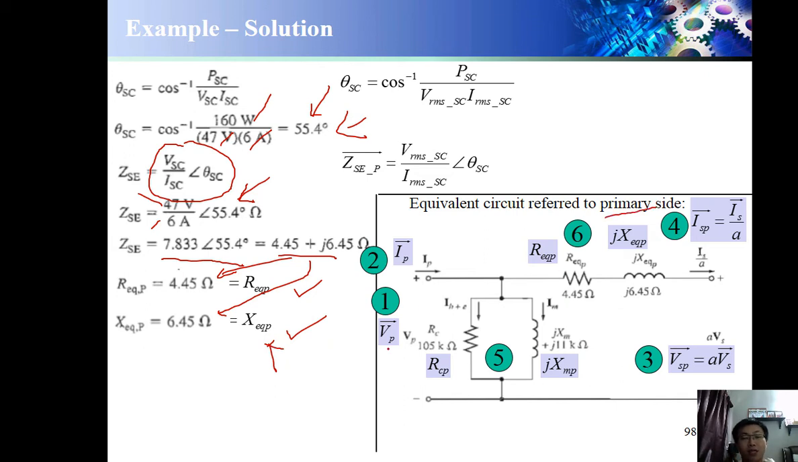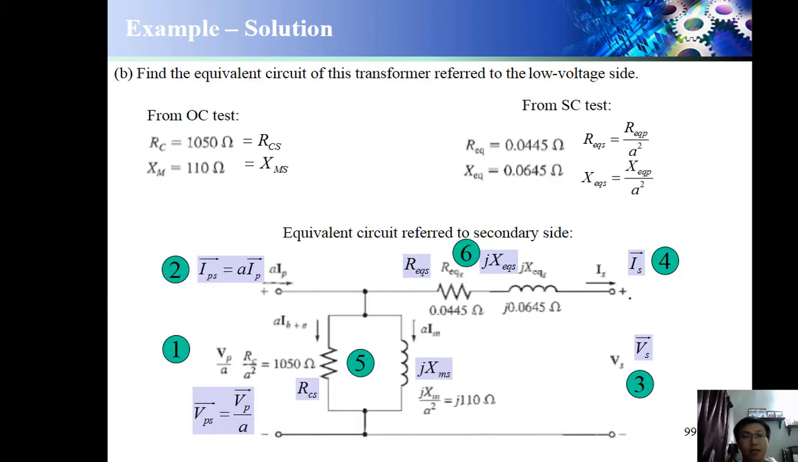Referred to the primary side. First, I need this V primary vector, I primary vector second. Third, V secondary referring to the primary side, which is equal to A times V secondary vector. And then fourth, I secondary referred to the primary side with a vector. Fifth, we need to write RCP because it is on the primary side. Next, JXMP. Next, R equivalent P. Next, JX equivalent P. This is how we refer to the primary side.